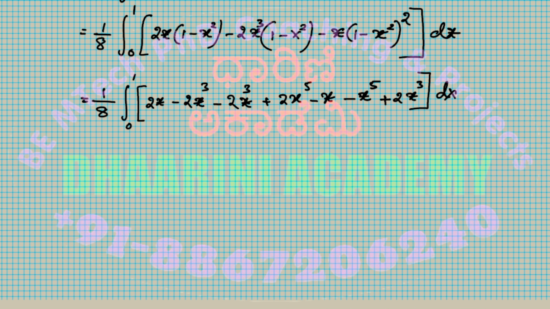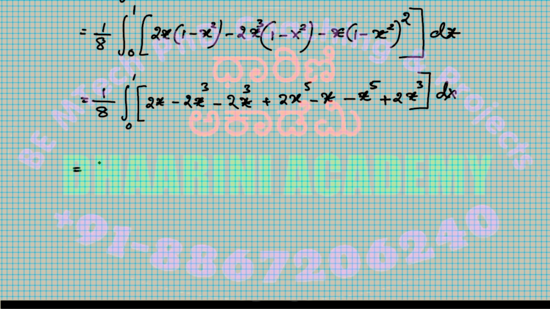All right, so this is equal to 1 by 8 integral 0 to 1. Let's try to simplify this. So let me write the highest power. 2x to the power 5 minus x to the power 5 becomes simply x to the power 5. Then we have x cube term. So one of the two x cube will cancel with this. So there is minus 2 times x cube. Then plus 2x minus x is plus x. Dx.